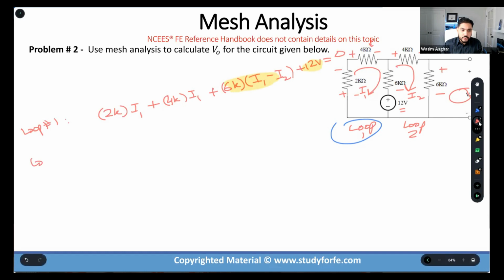Okay, loop number 2, quickly, let's do loop number 2. I2 enters the positive terminal of the 4K, right? So I have 4K over here and I have I2 over here. Enters the positive terminal of 6K, I2, right? Enters the negative terminal of 12 volt battery, right? So I'm going to write this as minus 12 volt.